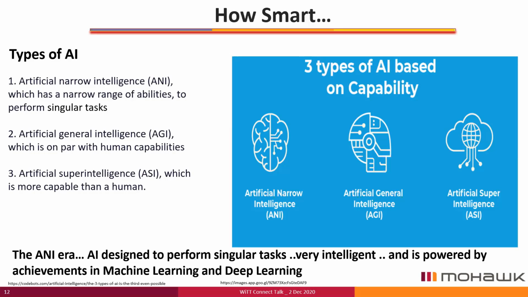So what I am trying to present in this talk is a very high level overview about AI, walking you through it, as much as giving you a holistic view about what it is, how it is done, and things like that. So the AI era is what we are in, and AI designed to perform singular tasks are very intelligent. There are limitations, but they are very intelligent, and they are powered by achievements in machine learning and deep learning. And that is where I'm going to head towards for the remaining of my talk.